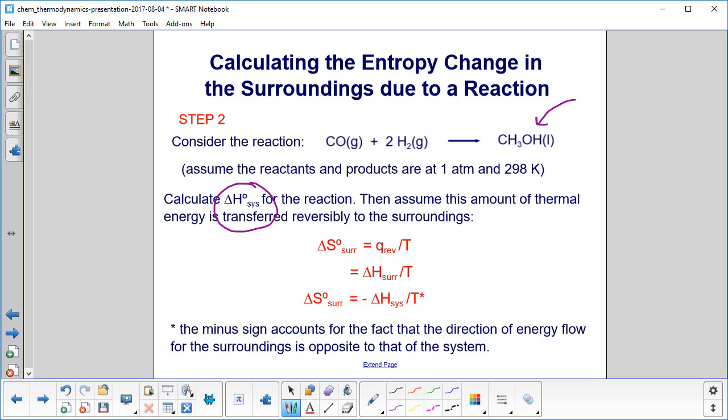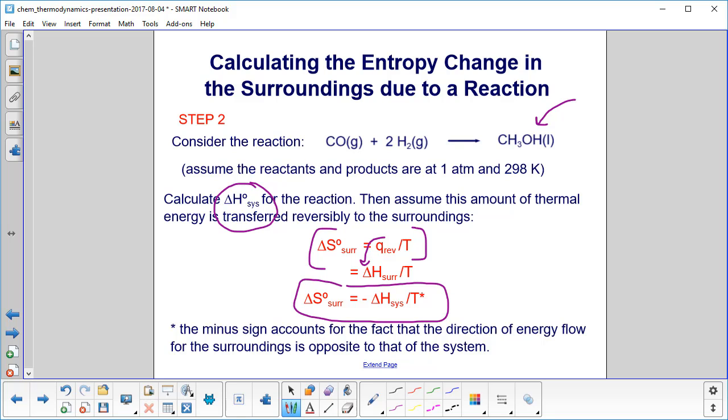See, we're back on enthalpy. Then assume that this amount of thermal energy is transferred reversibly to the surroundings, so we can use this definition of entropy change of the surroundings. And we replace Q, which is the heat, with delta H of the surroundings. And finally, we put a negative sign in here. Okay, see how the Q got replaced by delta H?